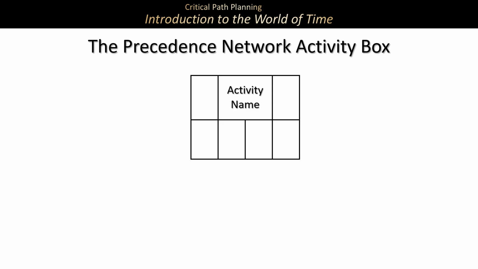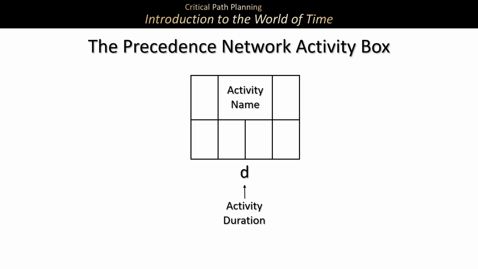So let us start with the activity box, and the first thing we're going to do is add the activity duration to the network, and that appears with a small number directly under the activity box. Then you'll notice that the activity box itself is broken up into 7 compartments. First we have the activity name at the top in the middle, and then there are 6 others.